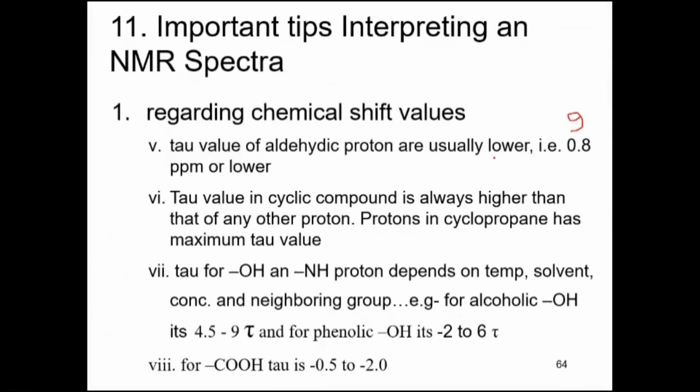Tau value of hydroxyl and NH protons depends on temperature, solvent, concentration and neighboring groups. That is because they are forming hydrogen bonds. Okay. For example, alcoholic hydroxyl is 4.5 to 9 tau, and for phenolic hydroxyl it is between 2 to 6 tau. For the hydroxyl of a carboxylic acid, the tau value is minus 0.5 to minus 2.0. So if you consider delta, it is more than 10. It may be between 10.5 to 12.